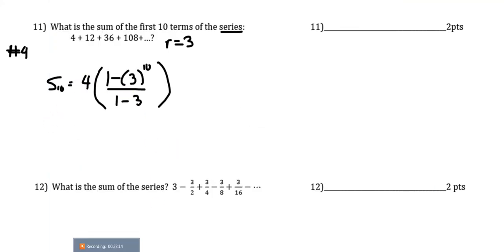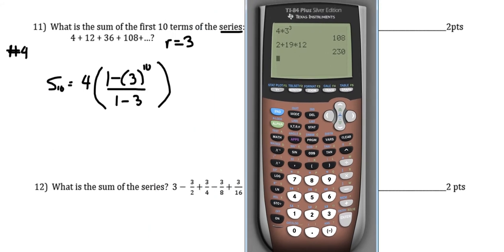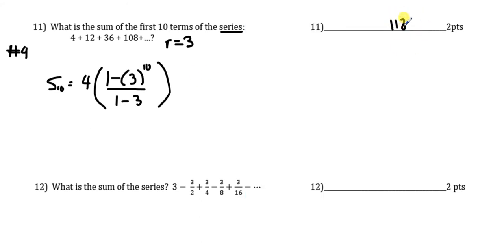A1 is 4. Now be careful on your calculator. Do it in stages. Let's clear this out. 1 minus 3 to the 10th power. I'm going to get a pretty big number. There's my numerator. I'm going to divide 1 minus 3, so I'm going to divide by negative 2. I'm at 29,000, then I have to multiply by 4. So when I hit times, that's going to put this 29,000 in there, and multiply by 4. 118,096.